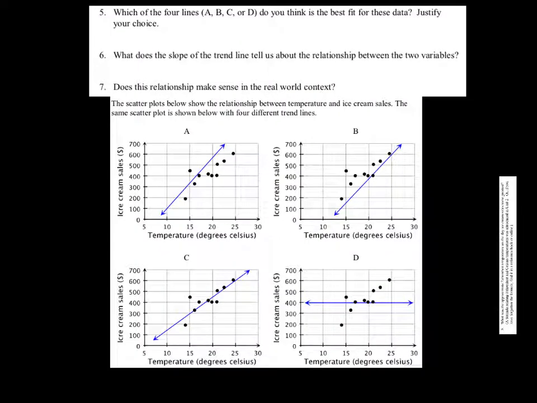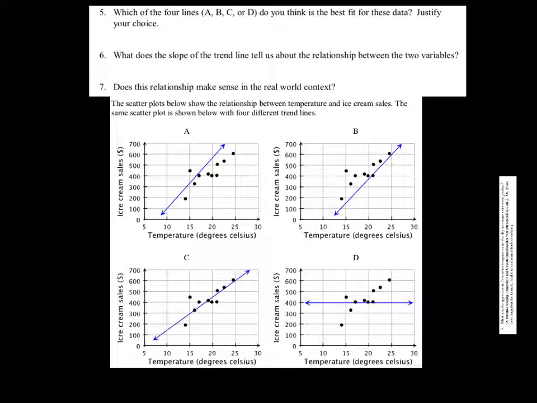All right, we're almost there. Now, taking a look at this picture here, it says that these scatter plots show the relationship between temperature and ice cream sales. The same scatter plot, right? These are the same exact scatter plots with different trend lines. Which one do you think is the best one? Do you think A? Hopefully you're looking at A and you say, no, that's overshooting the data. Take a moment, look at all 4, press pause, and think about it.